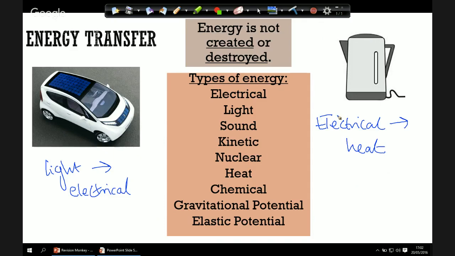So these energy transfers are really important, but it's also important to remember that energy is not created or destroyed. The types of energy that you need to be aware of for your P1 exam are all of these listed below: electrical, light, sound, kinetic, which is all to do with movement, nuclear, heat, chemical, gravitational potential, and elastic potential. These ones must include the word potential, and they remind you that they're a stored kind of energy.